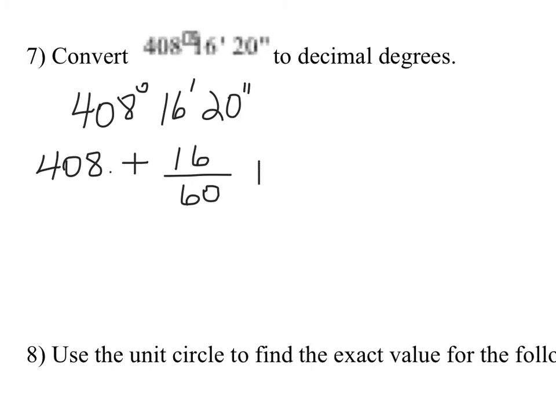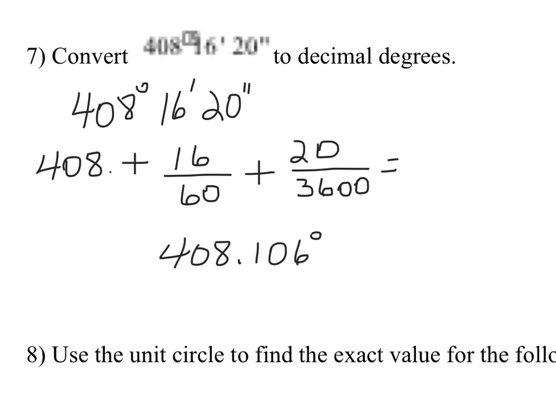Then we're going to add the 20 seconds. And what we're going to do here is take the 20 seconds and divide by 3,600. That's 60 times 60. Okay? And so when I put this in my calculator and calculate it out, I get 408.106 degrees.